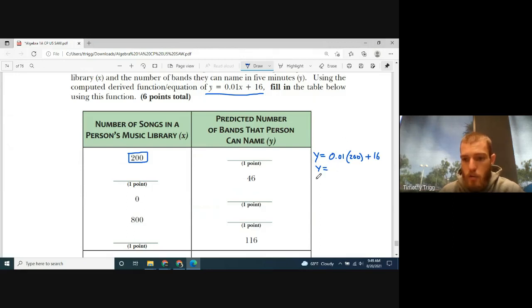Yeah, 2. So this is 2 plus 16, which equals 18. So with an x value of 200, the corresponding y value is 18.